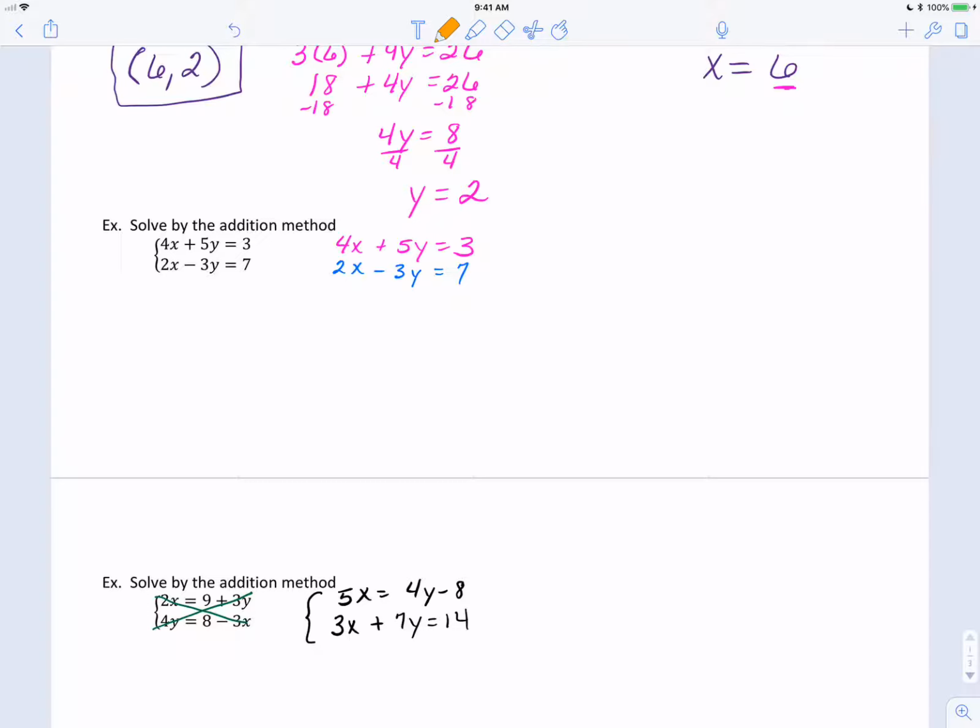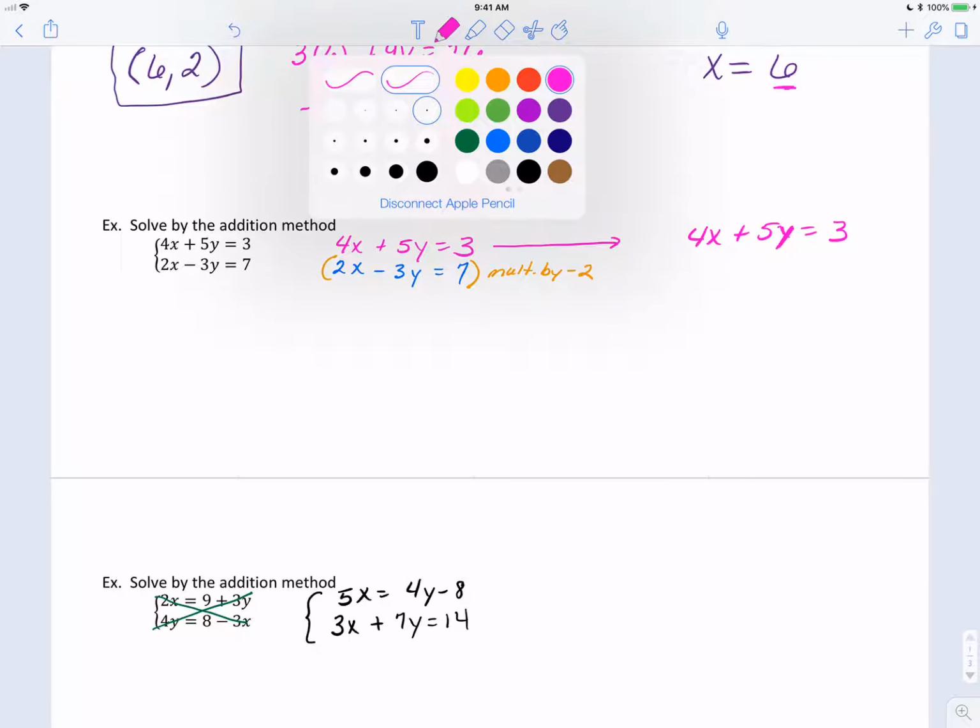Well, if I just multiply this second equation by a negative 2, that would give me a negative 4x for that second equation. And that would be the easiest thing to do. So let's rewrite the first one. We have 4x plus 5y is equal to 3.